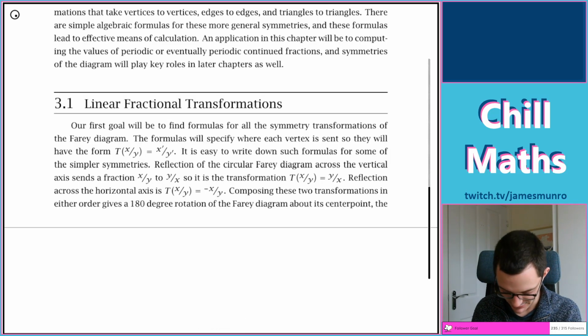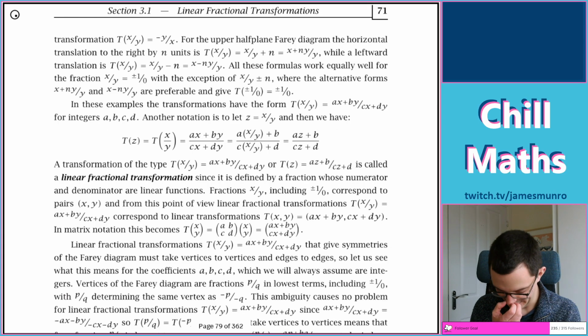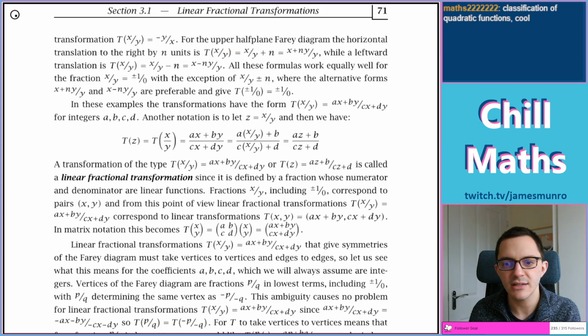So we have reflection. Across the horizontal axis is negative, backwards and forwards. Yeah, you can do a 180 transformation by doing both. There you go, minus y over x. For the upper half plane, it's this. Leftward is that. With the exception of x over y plus minus n. They're preferable. I don't know what's going on there.